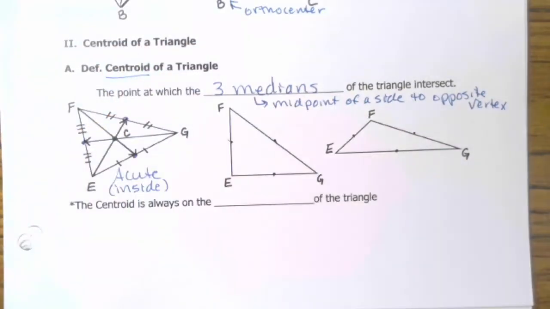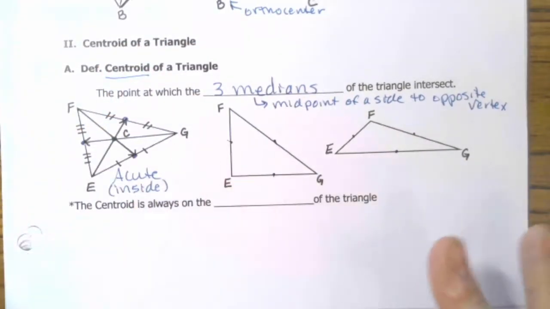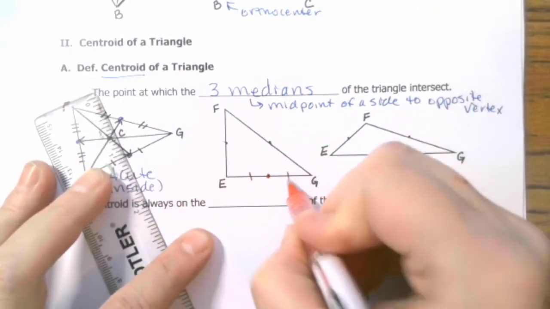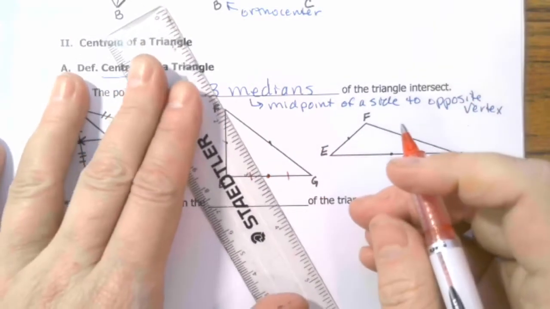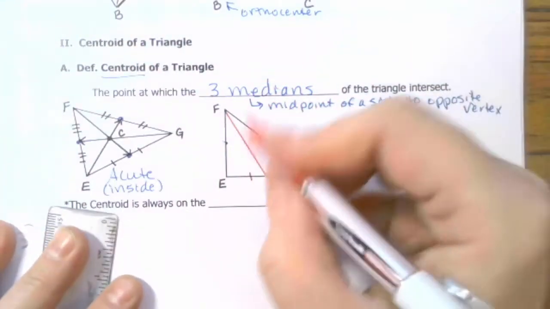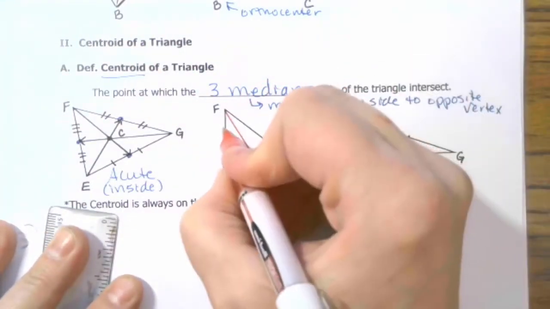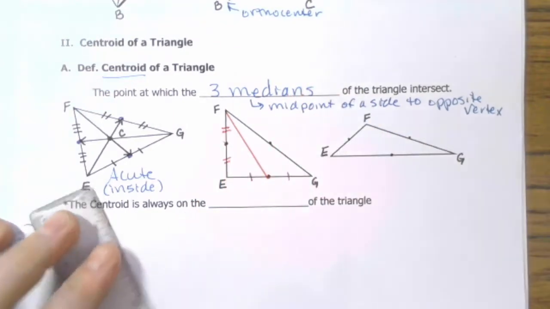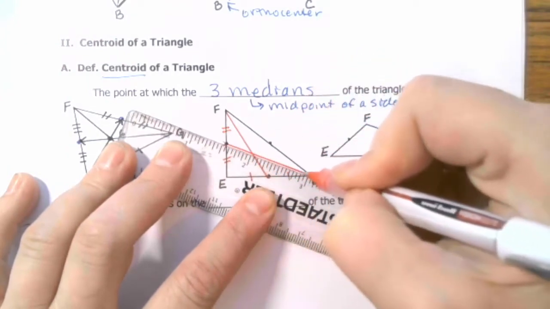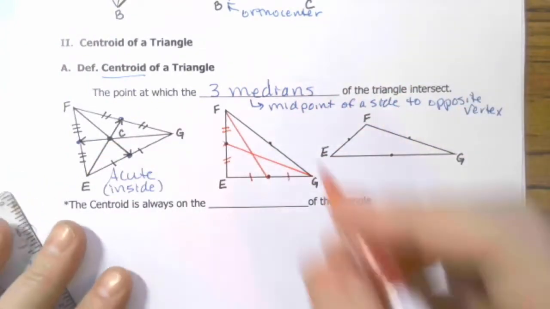Centroid. All right, so on the right triangle here, I've already indicated the midpoints to save you a little time. So we're going to connect the midpoint of EG, so those two pieces are the same, to the opposite vertex, which is F. Same thing with EF. Here is the midpoint, so these two pieces are the same. Connect the midpoint to the opposite vertex, which is G, and now the largest side.